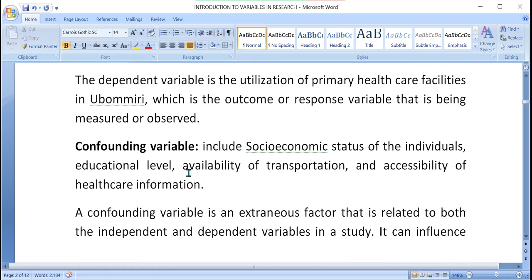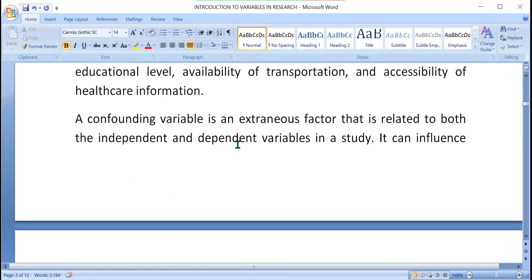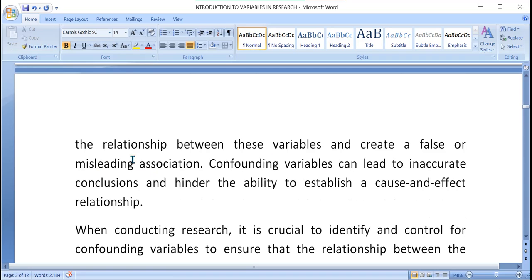Then the confounding variable. This includes socioeconomic status of the individual, educational level, availability of transportation, and accessibility of healthcare information. So they are the confounding variables here. They can modulate the effect. So therefore, if you don't control for them, you may come up with an erroneous relationship, that these factors are actually affecting the utilization. A confounding variable is an extraneous factor that is related to both the independent and dependent variable in the study. It can influence the relationship between these variables and create a false or misleading association.